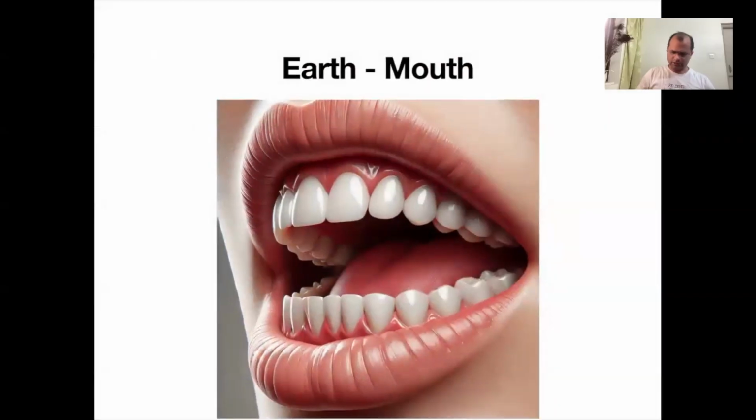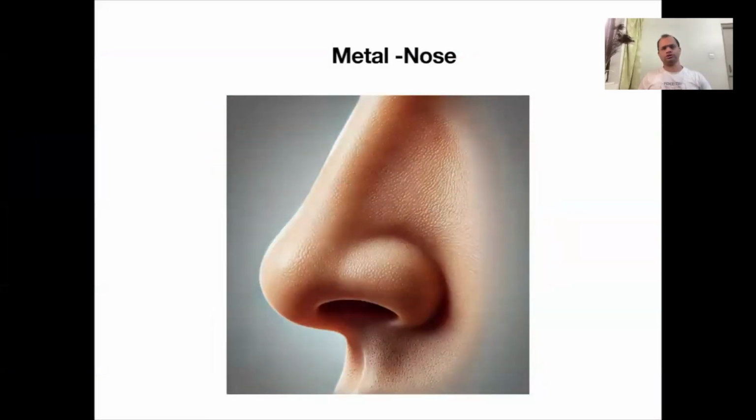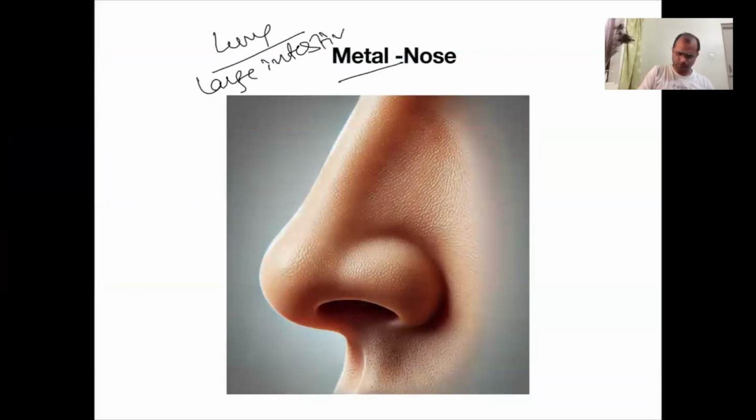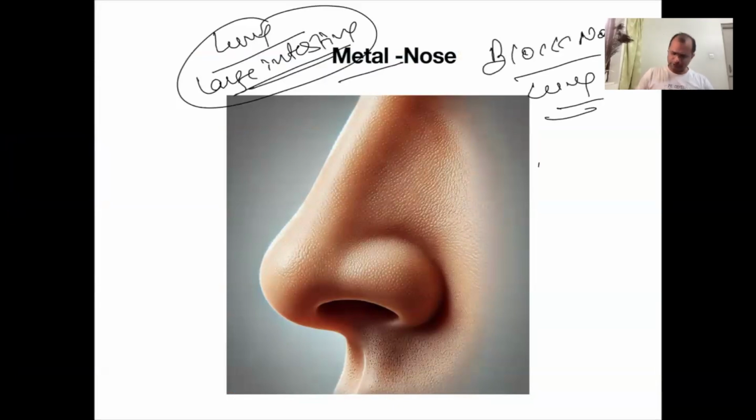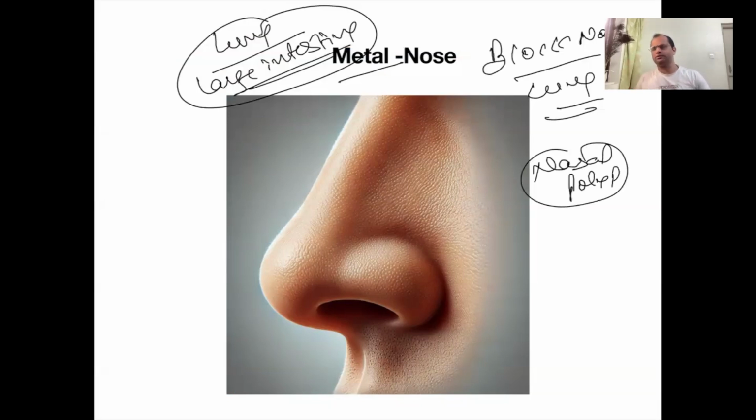In the same way, when we look at the nose, nose means metal element. Nose means metal, which means lungs and large intestine. If there is some problem in the nose, maybe a blocked nose, it's clear. If the nose is blocked, okay, it's a lung problem. But some person is suffering with nasal polyp. If the person has nasal polyp, there might be polyp in the colon also. Because whatever happens in the nose, the same thing might happen in the large intestine.